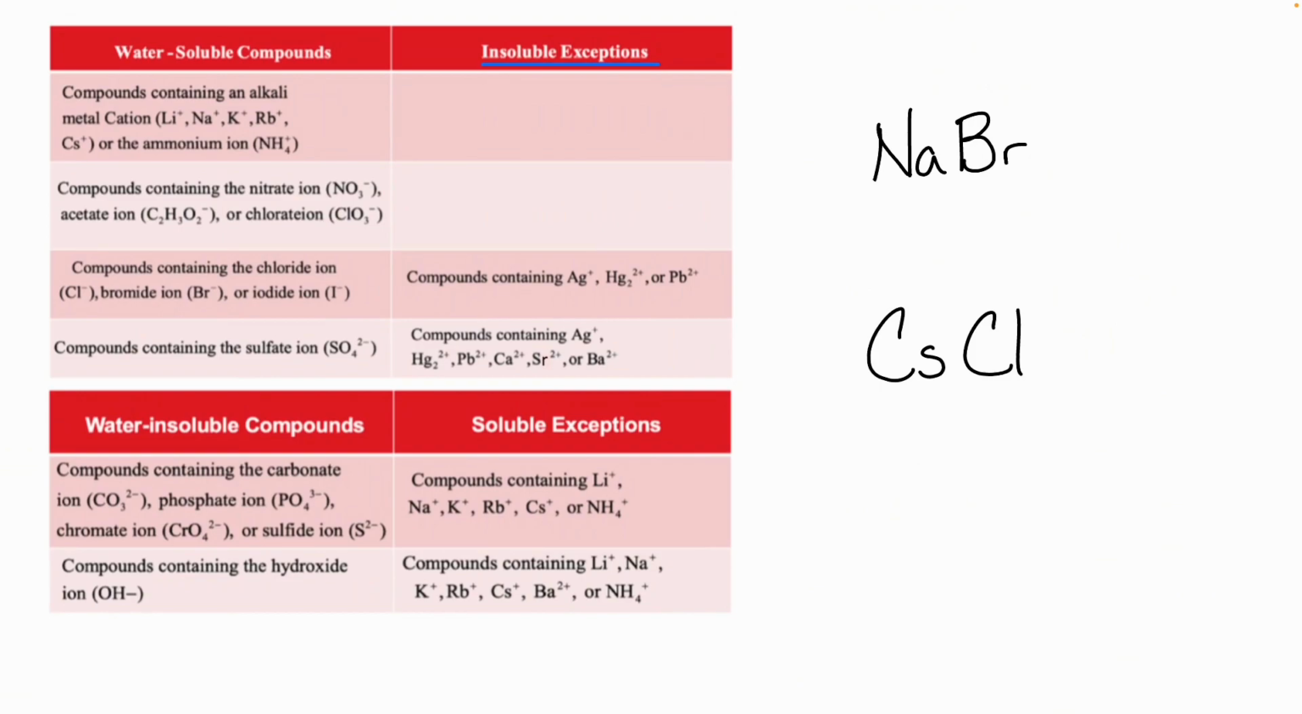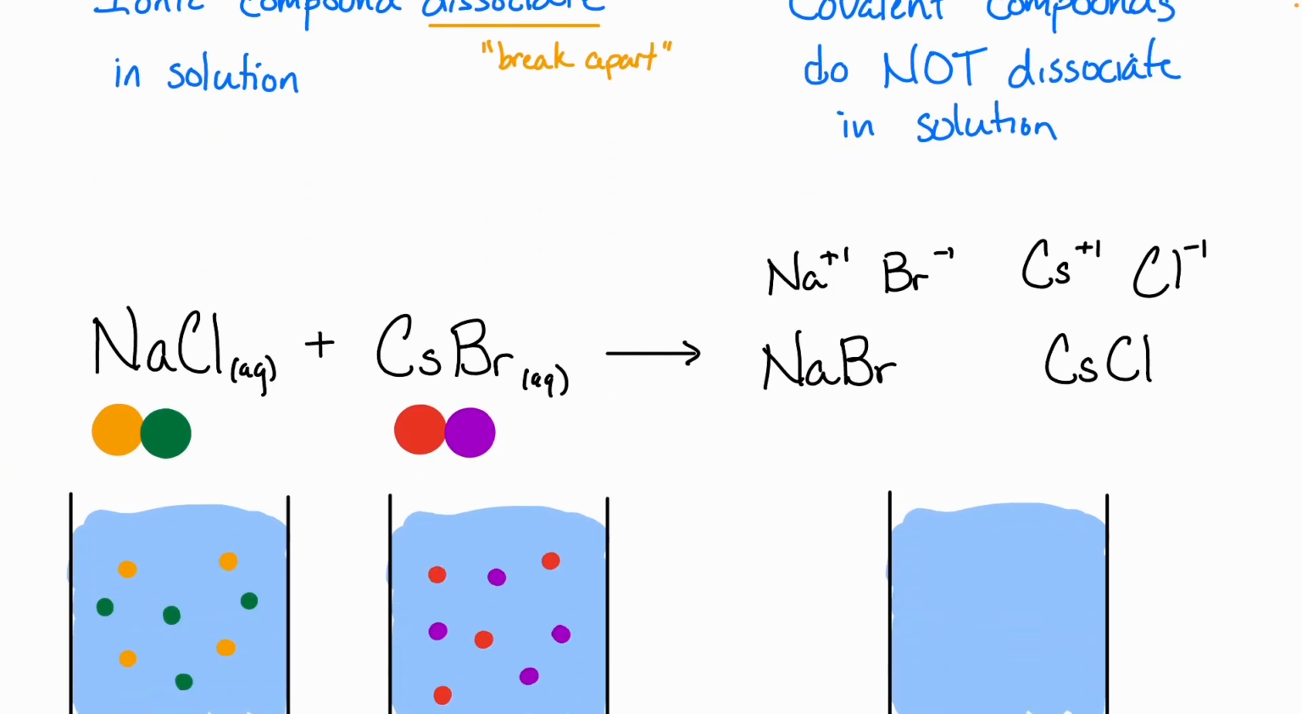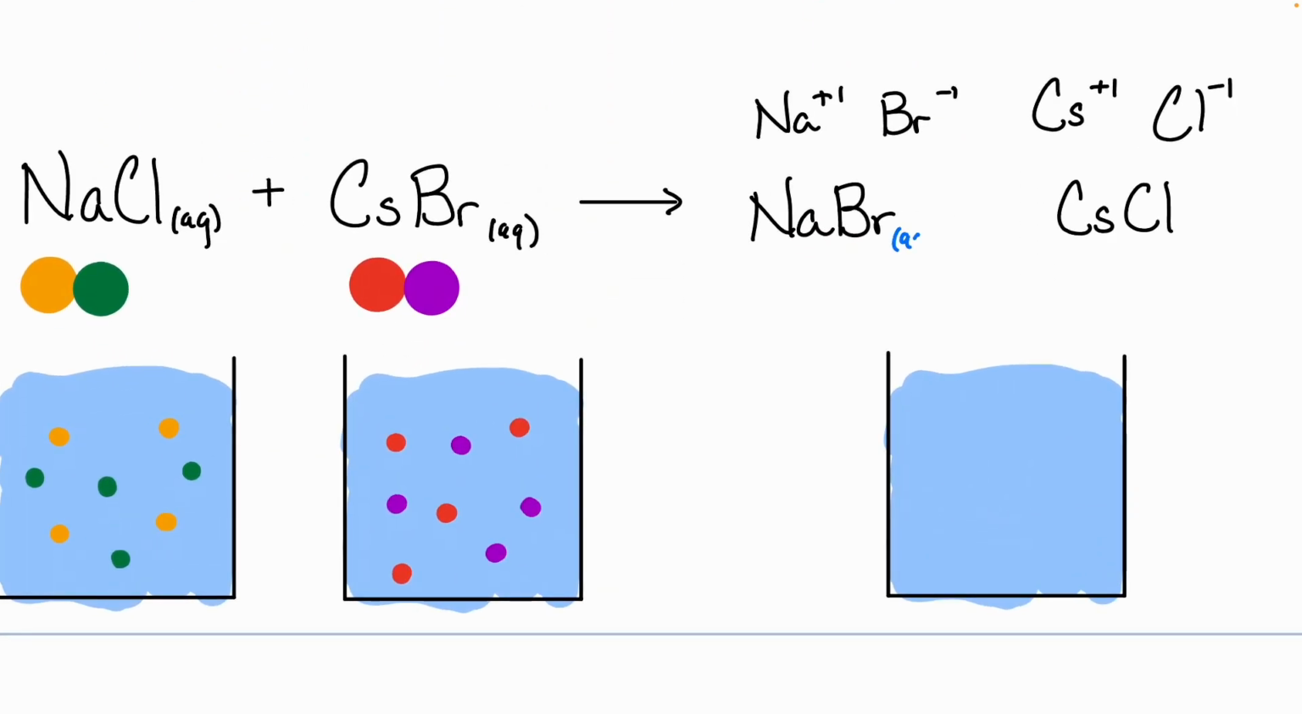Okay, if I find bromide on my table here, this tells me that bromides are insoluble except when paired with silver, mercury, or lead. I don't have silver, mercury, or lead, so this one would be soluble. And what about my cesium chloride? Same thing. If I look up chloride on my table, I see that chlorides are soluble unless they're paired with those same silver, mercury, or lead. So this is also soluble, which means that both of them are going to get what state of matter designation here? They're both going to be aqueous.